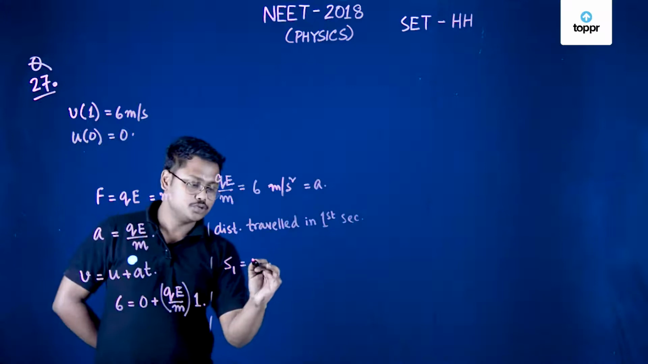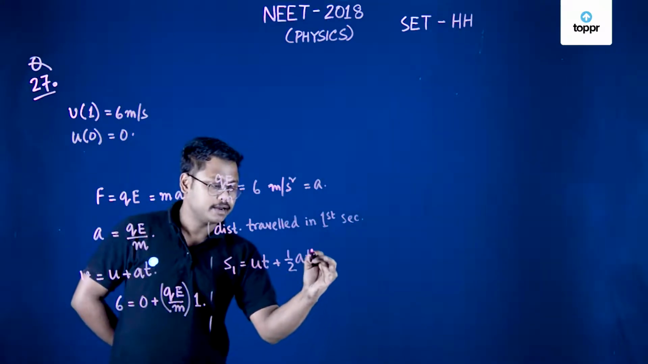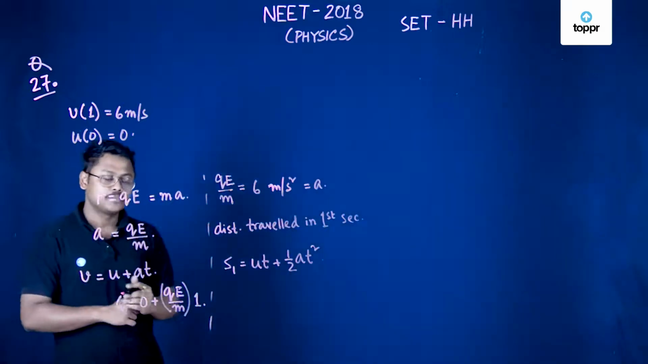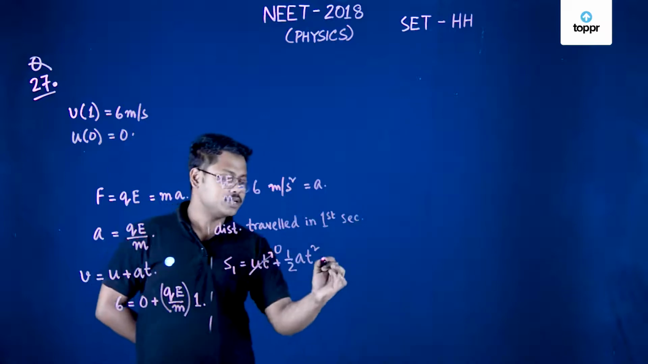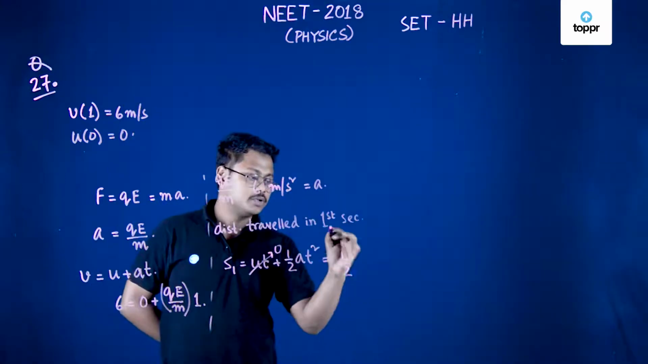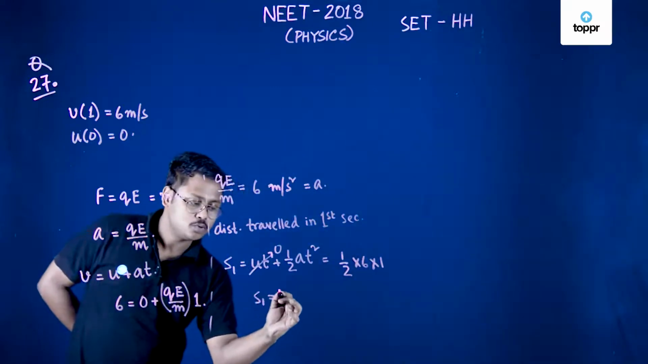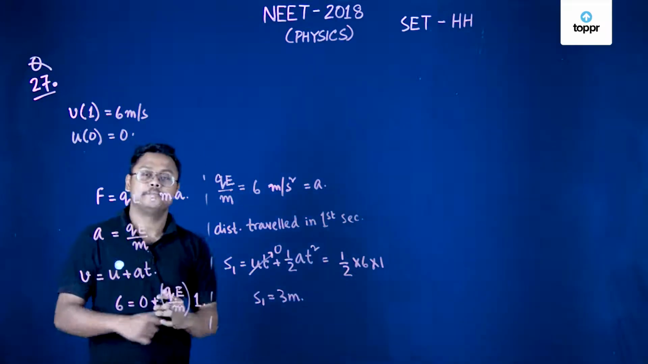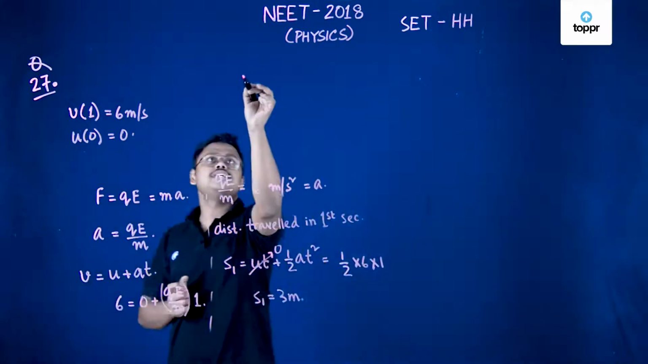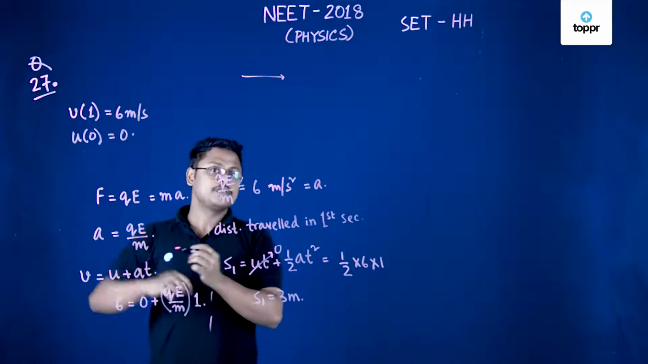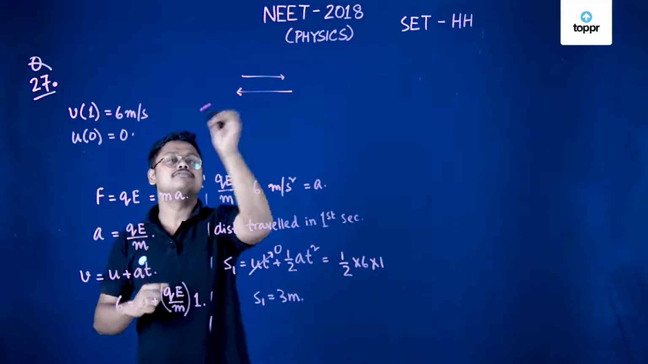S1 will be equal to UT plus half a t square, right? What is the value of U? U is 0. So S1 equals half into 6 into 1. So S1 is equal to 3 meter, right? Now what will happen? Now the direction of the electric field. Initially the electric field was along this direction, so the acceleration of the car is along this direction. Now it is being reversed, right?